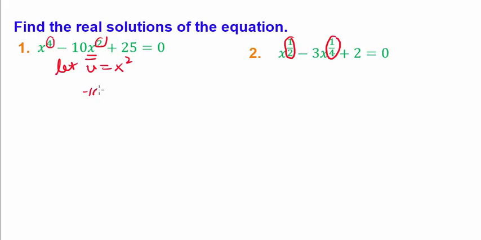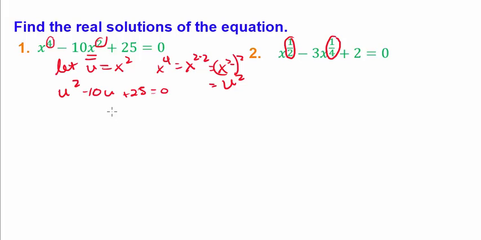So that gives me negative 10u plus 25 is equal to 0, but notice I didn't include the x to the fourth. So just off to the side, I know that x to the fourth is the same thing as x squared times 2, and then that can be rewritten as x squared and then squared with parentheses. Well, then this, I can substitute u for x squared, so I have really u squared. So x to the fourth is really u squared, and now I have a quadratic equation.